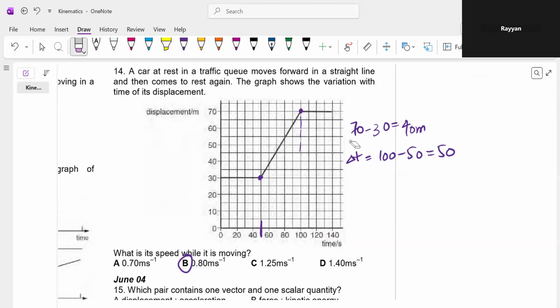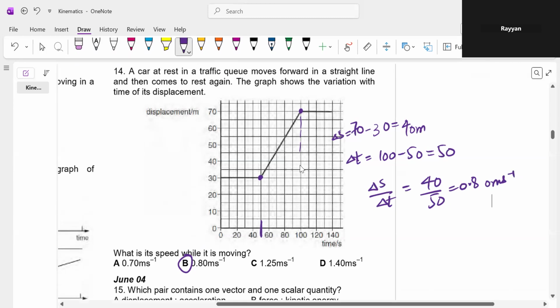Is this correct according to your answer? Yeah. Now speed is delta S over delta T. That will be 40 over 50, right? And what do you get from this? 40 divided by 50, I guess it would be 0.8. 0.8. Okay.